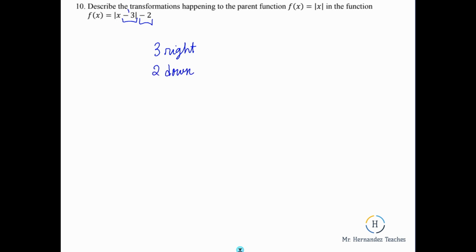So the big thing to remember is that if it's inside the absolute value and it says minus, it's doing the opposite of what you think. But if it's outside the absolute value and it's minus, it does exactly what you think. So I know it's kind of confusing, but if that's throwing you off, go ahead, put it in your notes.